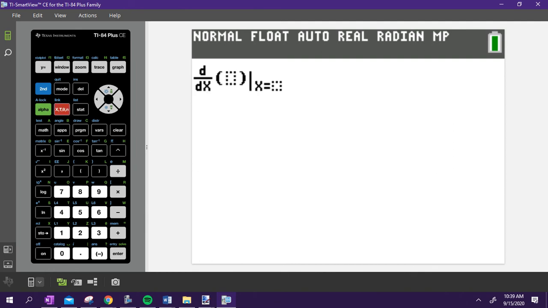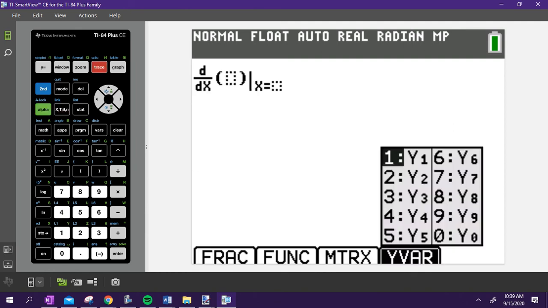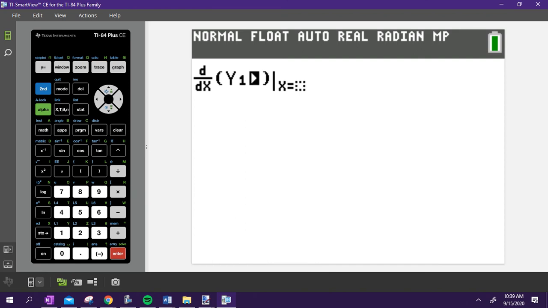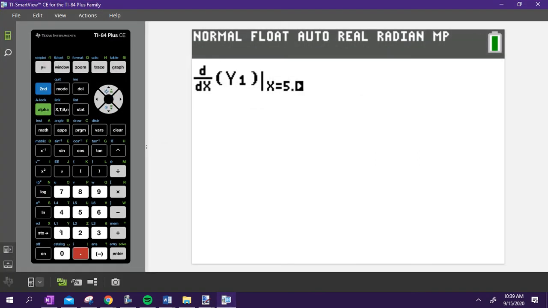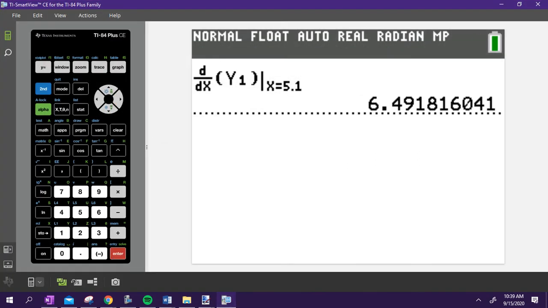So that's what I'm going to set up. dx. Inside the parentheses, I'm going to type in my equation. My y1 goes right there. And x is going to be equal to 5.1. So I'm going to type in 5.1. I'm going to hit enter. There's my answer. How many decimals do I need to go? 3. It is always 3.